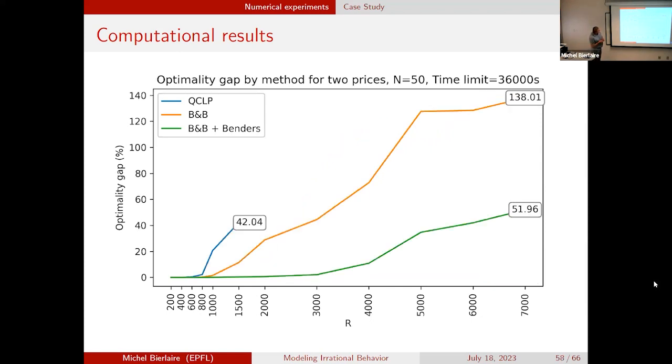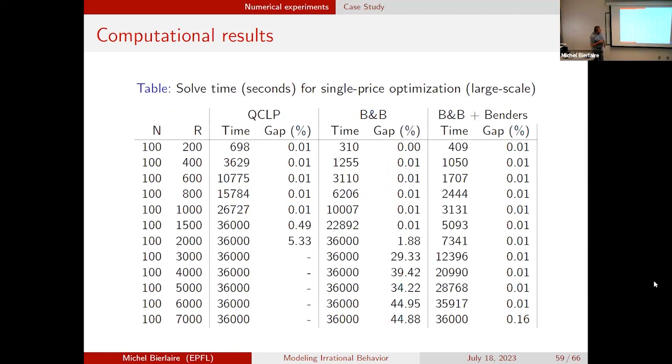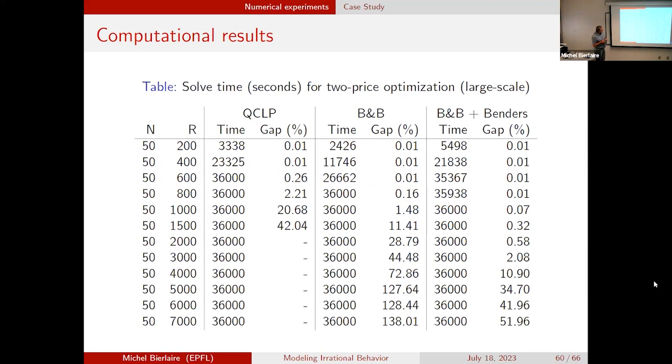This is another case where I have two prices now. The previous one was one price, and now we are able to go until 3,000, and then it deteriorates starting at 3,000. So we still have some improvement. And this is a long table that Tom sent me, which basically tells you the same story as before. I will not go through this.